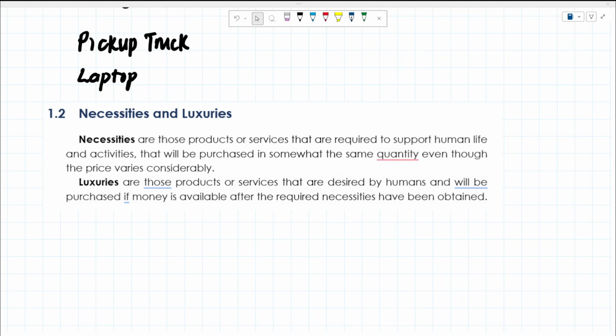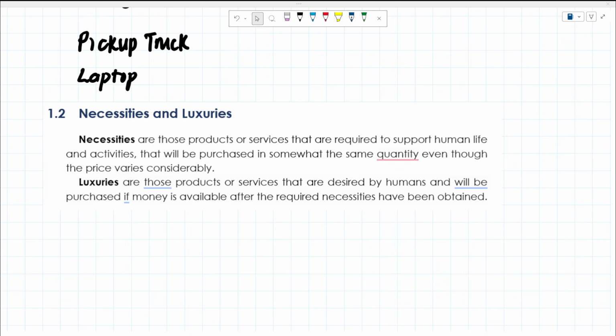Isa pang maganda palang example is yung cellphone. Di ba? Dati, ang cellphone ay isang luxury. But now, I think it has already become a necessity along with internet. Well, you can function, but you cannot perform your daily tasks with ease. So, that's the reason why it becomes a necessity already. Internet, cellphone, mga hindi naman dating mga necessity yan.